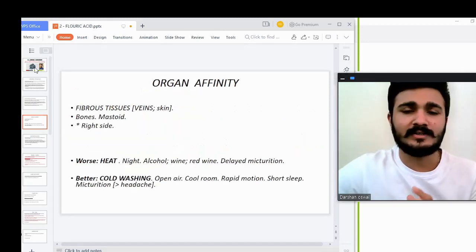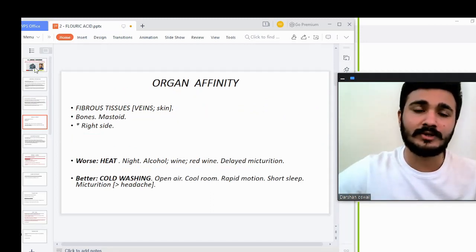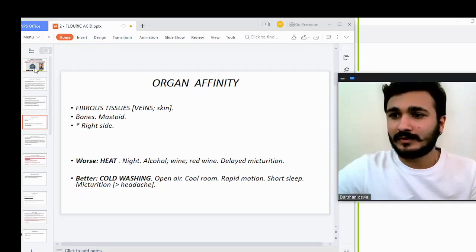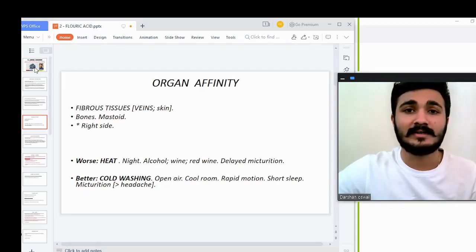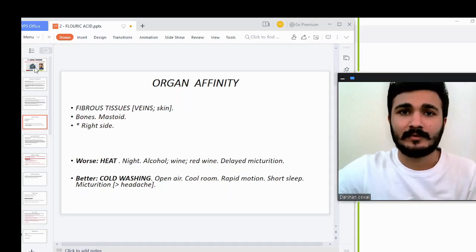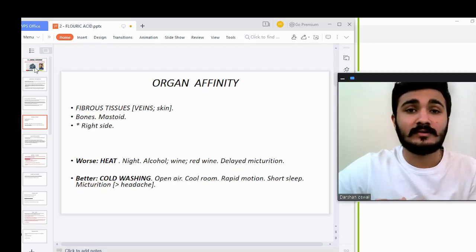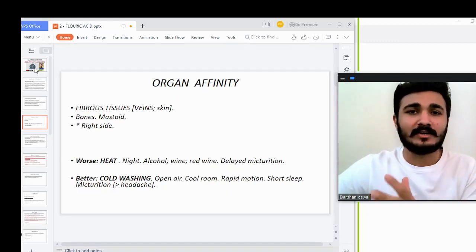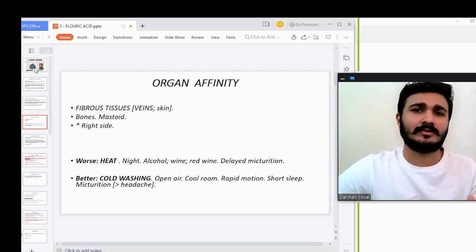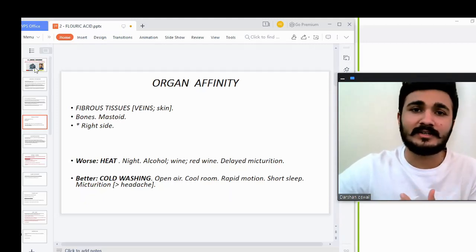This medicine will act specially on tissues. Fluorine is found in tissues, on veins, and bones, the mastoid bone especially, and the right side is prominently marked to have affinity for fluoric acid. It is considered that fluoric acid is one of the hottest remedies of Materia Medica. But there are extremes, they cannot tolerate the extremes, be it intense cold weather or intense hot weather. Still, it is seen that very warm-blooded people will need this medicine.